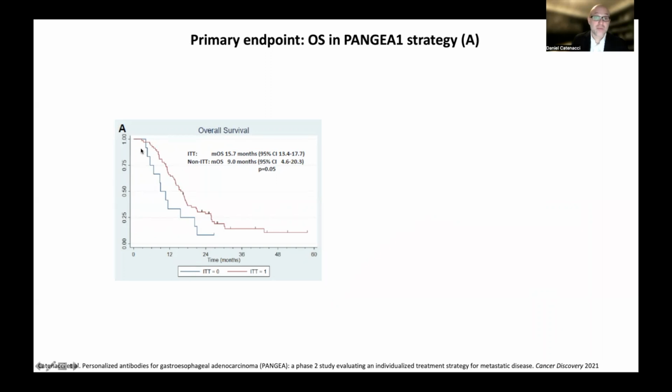You can also see the patients that were treated in the non-intention-to-treat, the non-Pangea treatment arm, those patients that were treated with just the standard of care because they didn't have a matched targeted therapy available. And you can see their survival outcomes are significantly less.